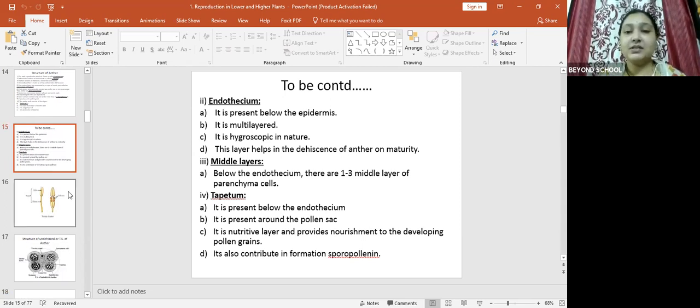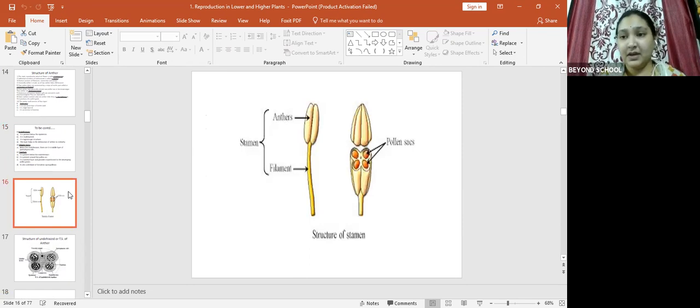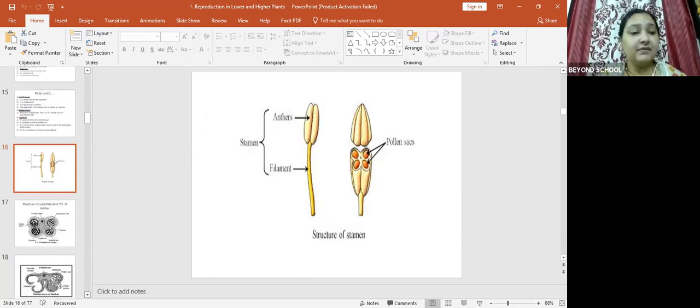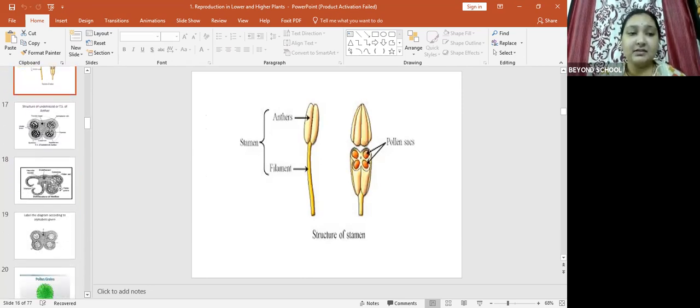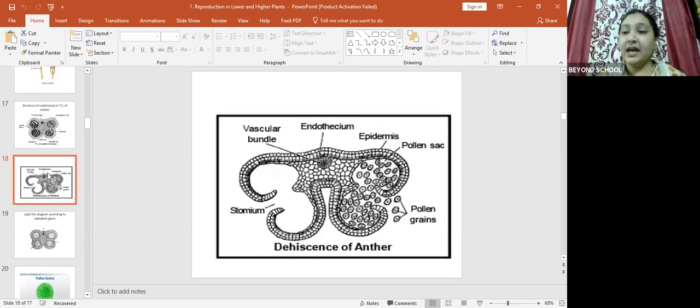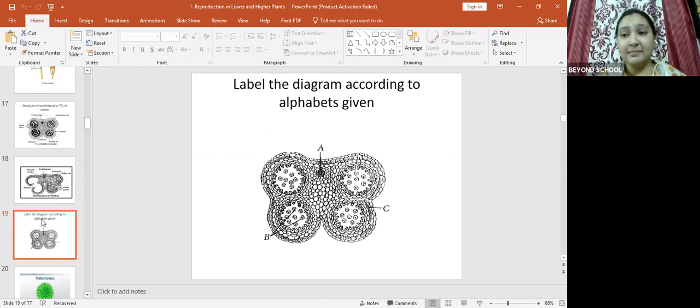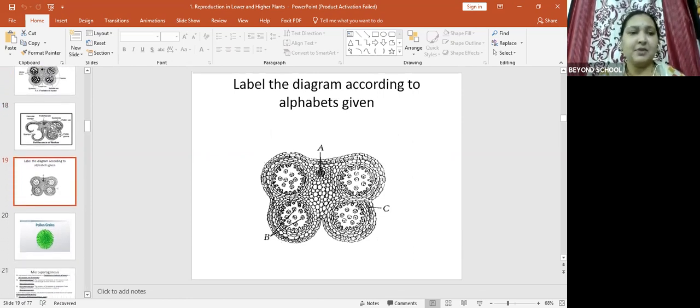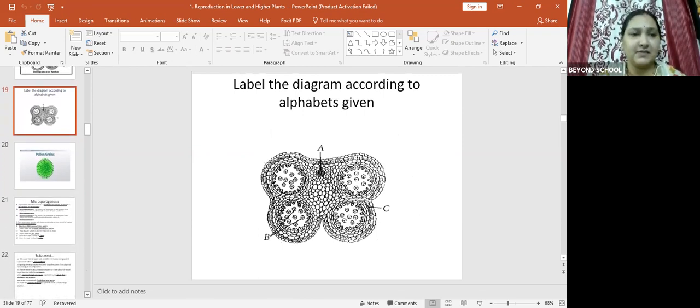Then we saw the structure of the anther, right? The stamen includes the anther and the filament. Then we even saw the undehisced anther and the dehisced anther, isn't it? Whenever the anther matures, the pollen grains mature and are ready to be dispersed. Then we went to a diagram that we can label, and in this way it can be asked in the exam, right? It was a practice diagram we have seen.